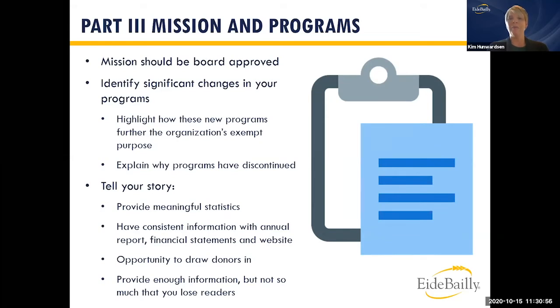In this area, I also say, provide enough information, but not so much that you lose readers. Again, this section has the ability to be carried over to Schedule O, but sometimes you can see people writing books and it gets really hard to read all of that information. So be as concise as possible with providing meaningful information.